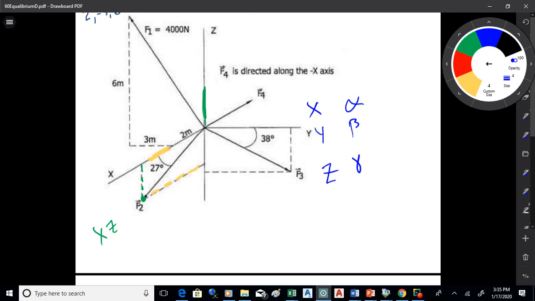So that point there, I would say F2 is in the XZ plane. That's what I would say. So what's alpha going to be there? It's 27 degrees for alpha, because it's shown there, right?